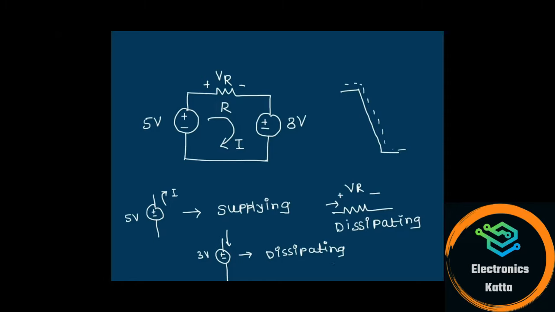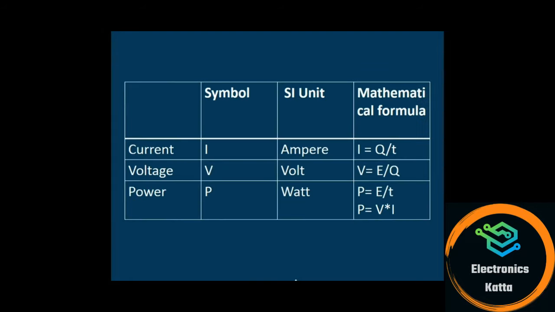So by using the sign convention method in any network, we can find which elements are supplying power and which elements are dissipating power. Now let's summarize what we have seen in this lecture. We have seen current, voltage and power in electrical circuits and how they are related to each other. They are related by the P is equal to V into I relationship.